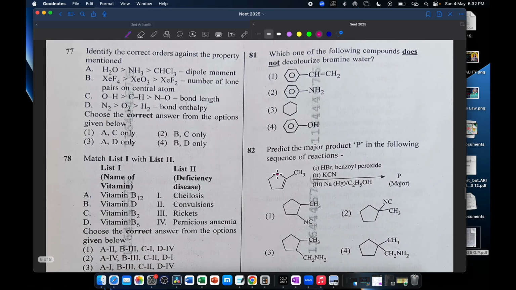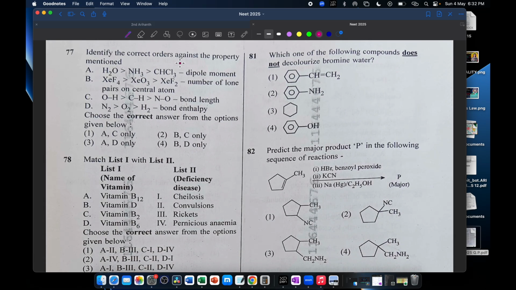Paper is a bit easier, but the options have become lengthier. Identify the correct statement about the property. H2O has more dipole moment than NH3 and CH4. This is a correct statement because it has 2 lone pairs, this has 1 lone pair, this has none. And about number of lone pairs, B is wrong. XeF2 has 3 lone pairs.